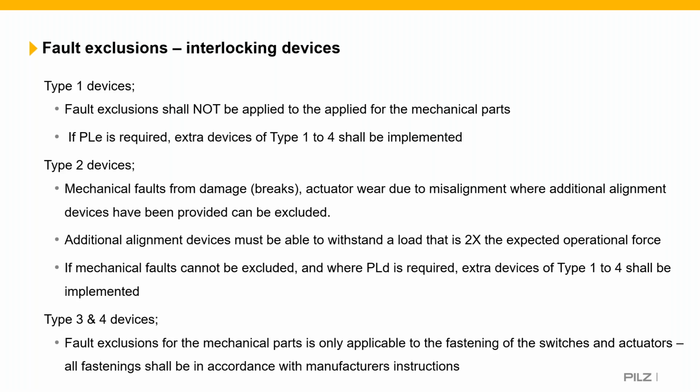Those additional alignment devices must be able to withstand a load that's 2 times the expected operational force. So we need to ensure that we've got double strength stuff in there if we have some sort of additional alignment device. So it just ensures that the actuator will enter the switch body correctly. If it's on a large guard and there might be a bit of droop over time or something like that we've got there. If we can't exclude any mechanical faults and where PLd is required, then again, we need to look at the implementation of extra devices and things like that that's on there.